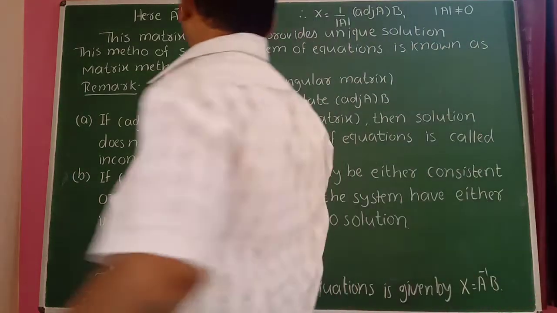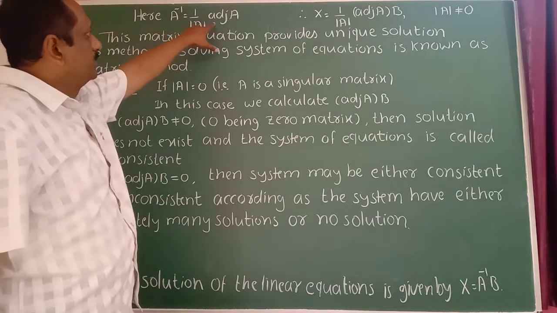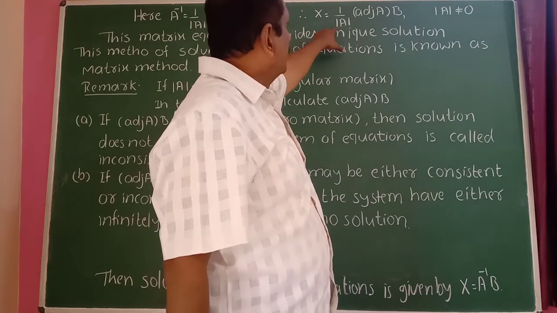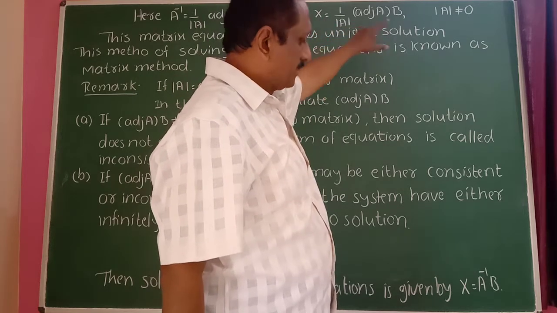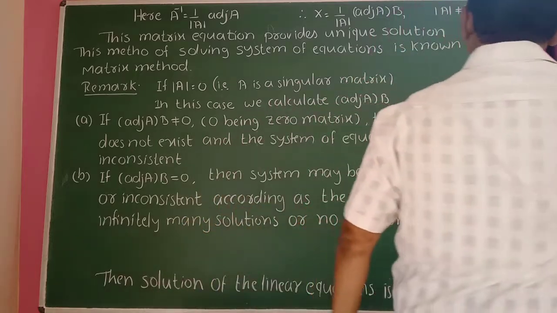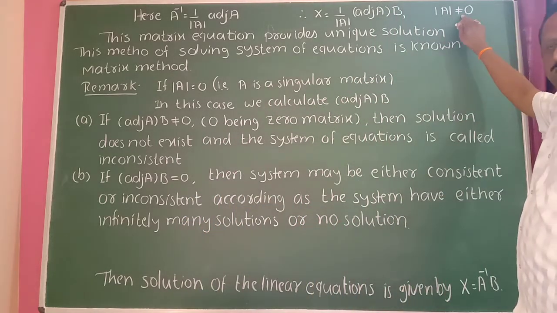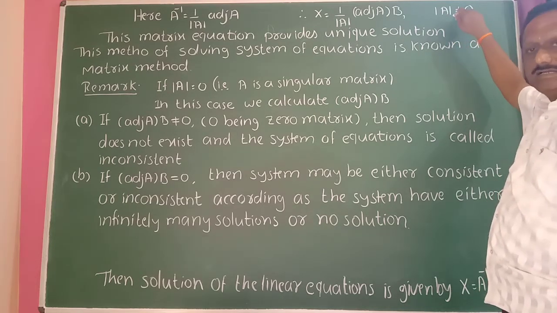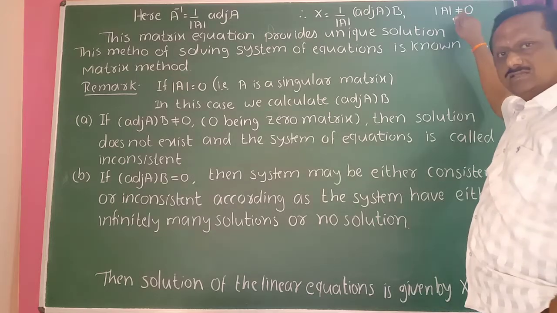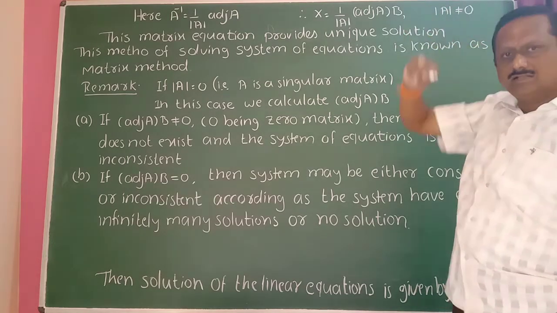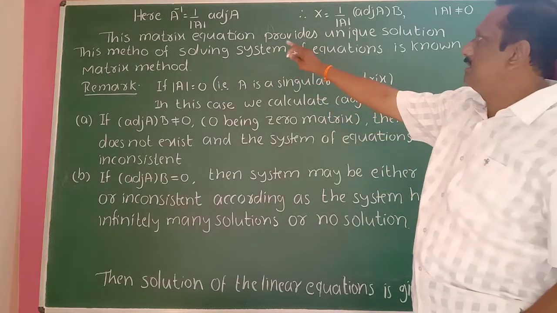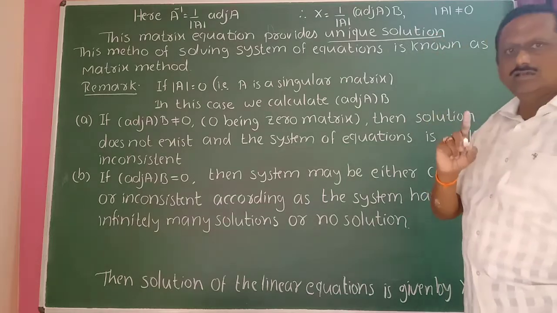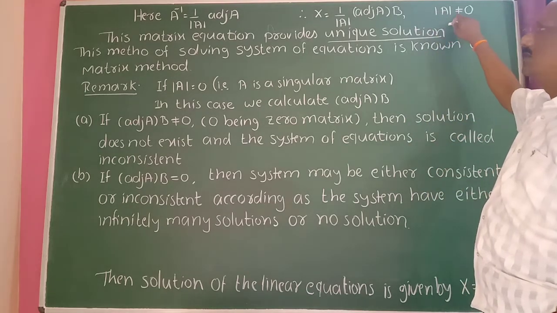Therefore, A inverse is equal to 1 upon determinant of A into adjoint of A. So use this one. So X equal to 1 upon determinant of A into adjoint of A into B. Where determinant of A is not equal to 0, it means it is a non-singular matrix. Therefore, the inverse exists only when it is non-singular. So this matrix equation provides a unique solution. You will get a unique solution when determinant of A is not equal to 0.